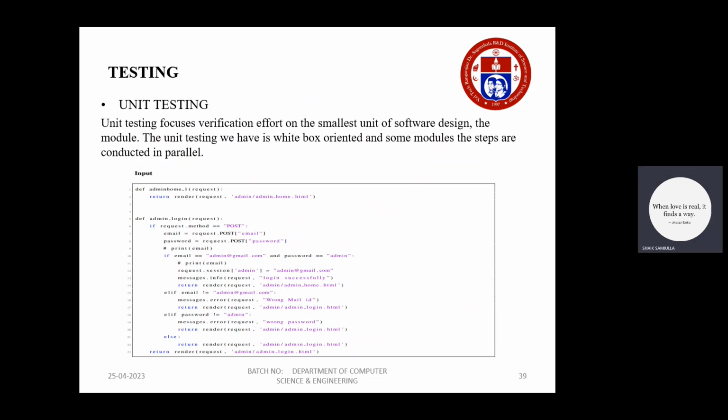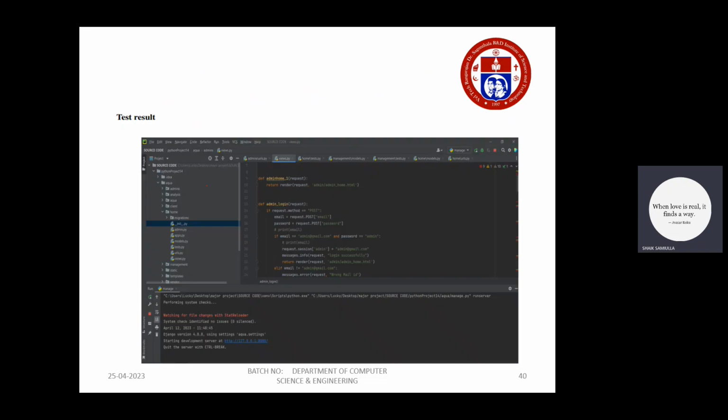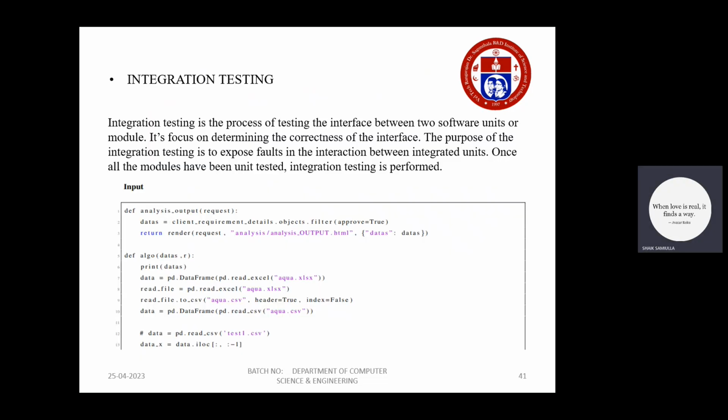Testing. Here we are doing unit testing. Unit testing is done to focus verification efforts on the smallest unit of software design. The unit testing here is white box oriented, and some modules are tested in parallel. So these are the test results.